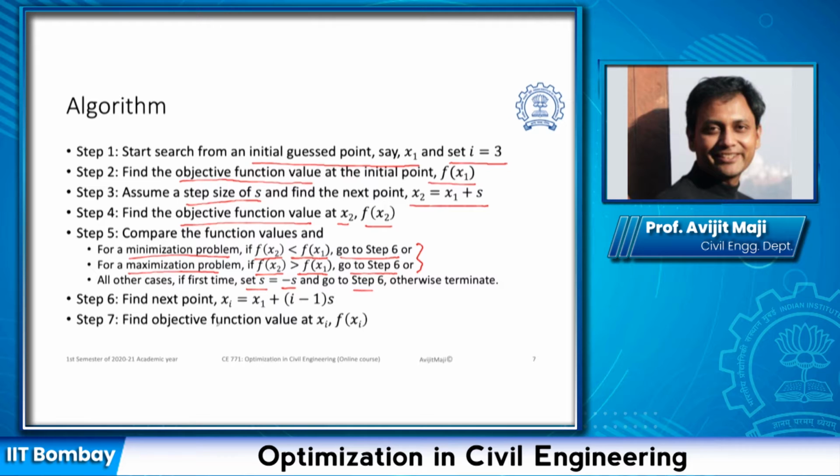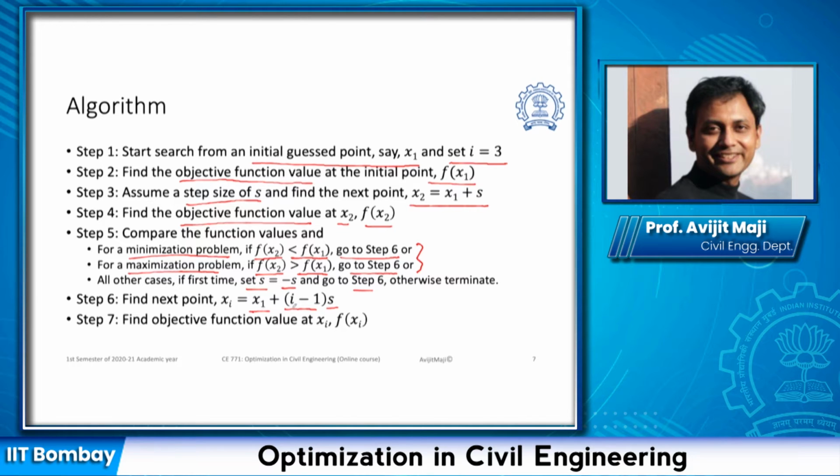So let us look into what happens in the step 6. So this is the point where we know our direction, we also know our start point, and we also know our step size. So in this direction, we want to find points with respect to the initial guess point using the criteria of the step size and using the criteria of my iteration. So my iteration had indicated as I equal to 3.